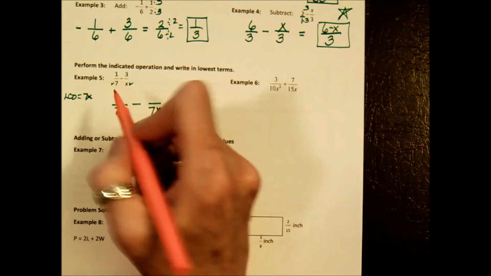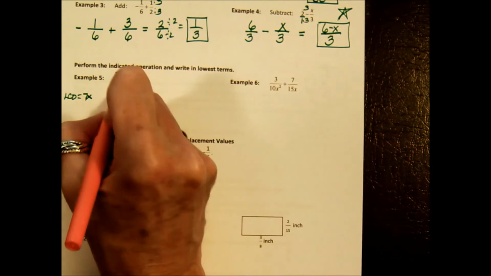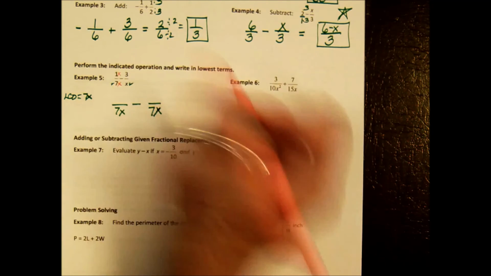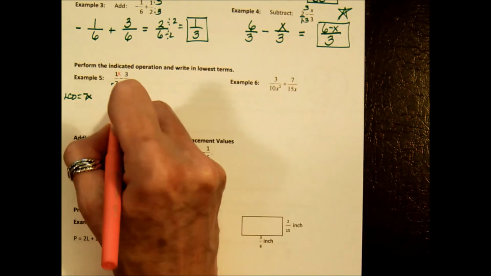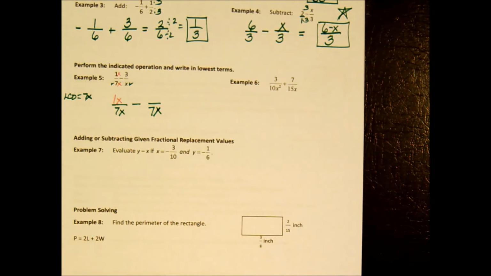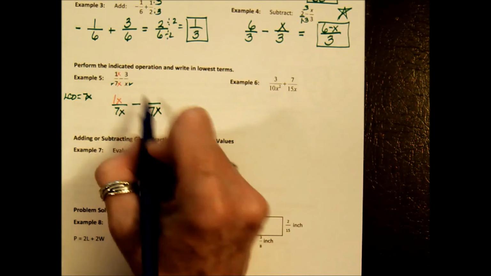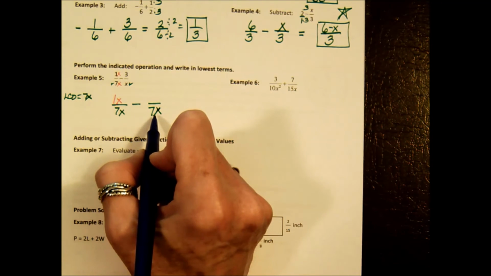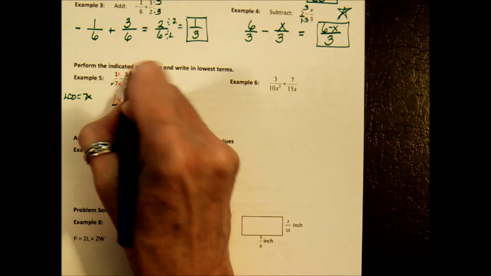What do you do to 7 to get 7x? You multiply by x. So you multiply that top one by x too, and you get 1x. If you want to write the 1, that's fine. Now, go to the second fraction. What do I do to x to get 7x? It doesn't need to be multiplied by x. It already has 1. You multiply by 7. So that's what you do on the top.